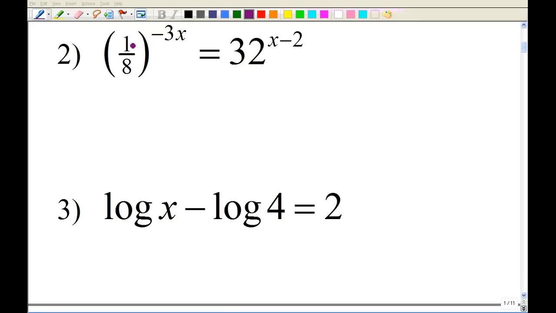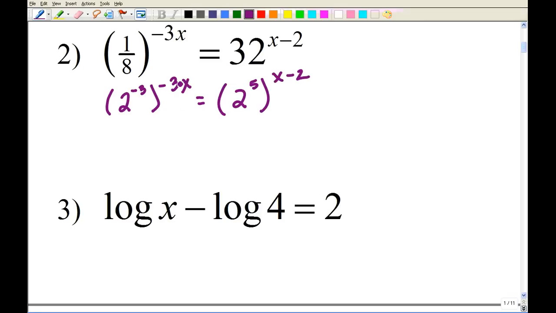Well, I know that if I ignore that 1 over for just a second, if I just look at the 8 and the 32, I know that those are both powers of 2. So I'm going to change this 1/8 to something of 2 to the something power. To get from 2 to 8, I would cube it. So 2 to the 3rd is 8, but 2 to the negative 3 is 1 over 8. Leave the other exponent there. Also rewrite the 32. Well, 2 to the 5th power is 32, so you have x minus 2.